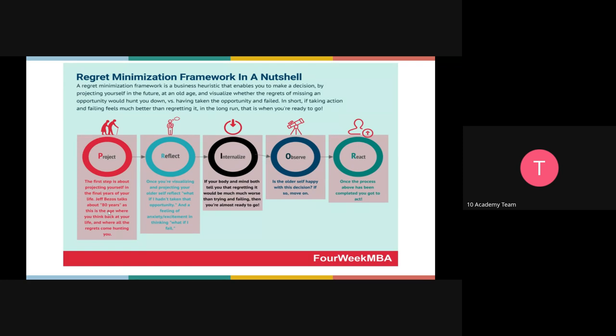So the first step is project. This is about thinking about yourself in your final years, thinking about yourself in the next maybe 10 or 20 years, and this could be making decisions, for example, trying to choose a career path. You're looking at, okay, if I follow this path in the next 10 or 20 years, in the next future, this will involve a lot of reflection. So think about how exactly will I feel in the next 20 years still on this path? Will I be happy? Will I not? Will I be excited or anxious?